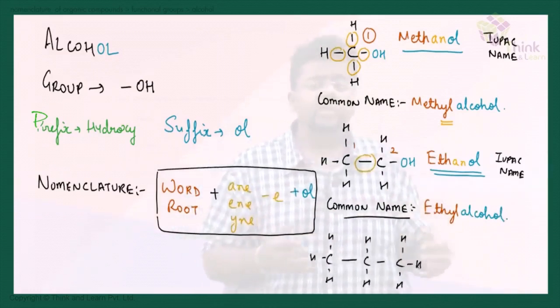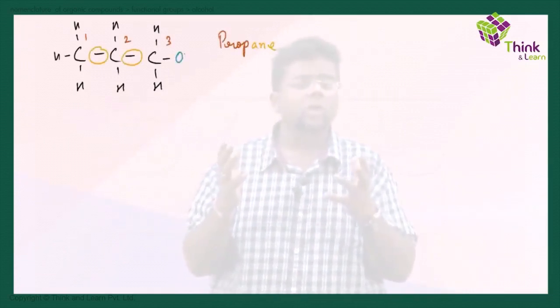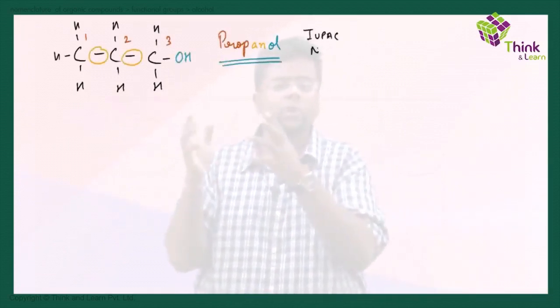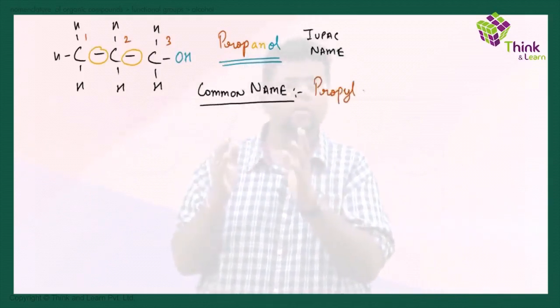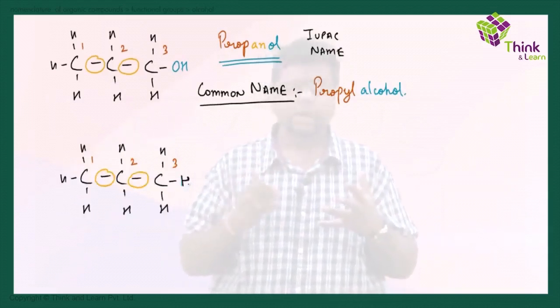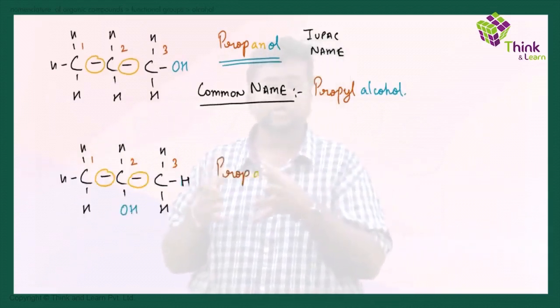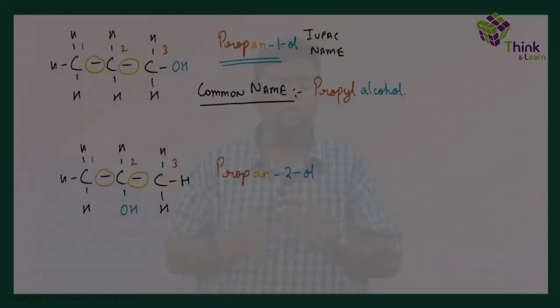Now, let's take one more example. 3-carbon, very easy. What should be the name? It should be propane. Let me show you a twist. So we'll take the first example over here and I'll replace the H with OH. So what should be the name? Propanol. And what should be the common name? It should be propyl alcohol, right? If I do one modification to the same, I change the OH. This becomes propan-2-ol because OH is placed at the second carbon.